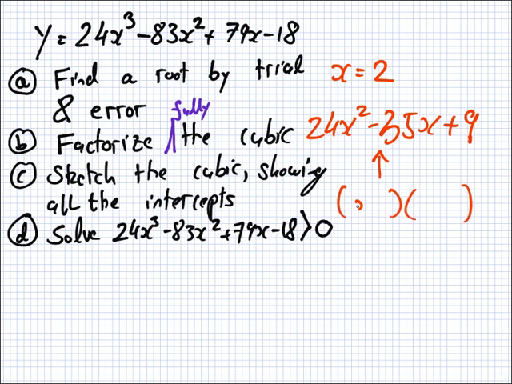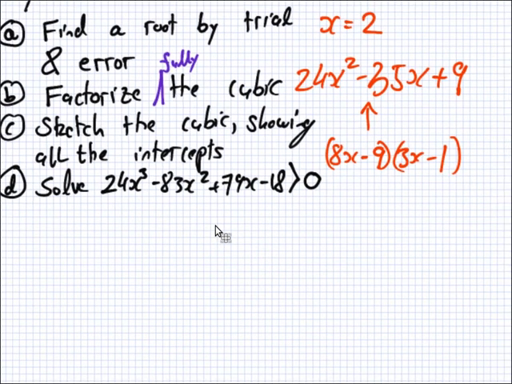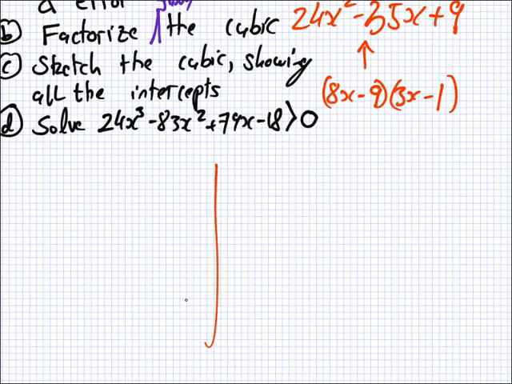Now, if I look at this, it's going to be a bit hard to see. You think it's an 8 and a 3 at the front? And then 9 and 1, both minuses because that's a minus. The 9 has to be here, and the 1 has to be here. Okay, so let's sketch this.